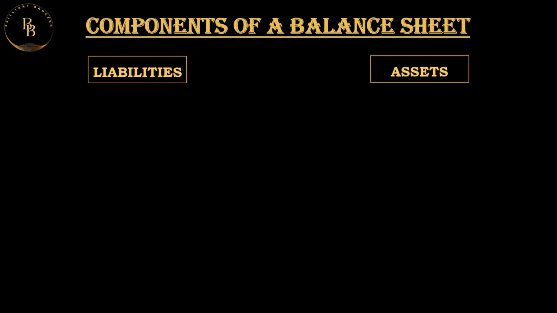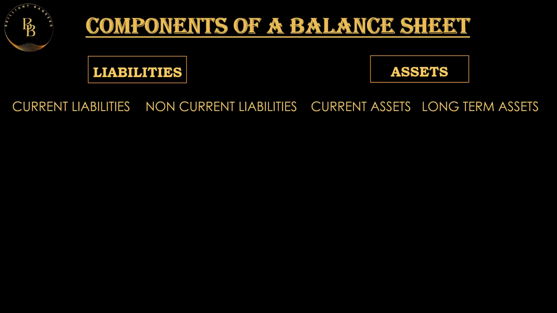So coming to the liabilities and assets, what are the different types of liabilities and what are the different types of assets which are part of the balance sheet? The liabilities are the current liabilities and the non-current liabilities. And in the case of assets, it is the current assets and the long-term assets. Now let's go into the liabilities in detail to have a basic knowledge of the components of a balance sheet. Now we are not talking about the bank's balance sheet. We are talking about a common balance sheet that is used in accounts or in any industry.